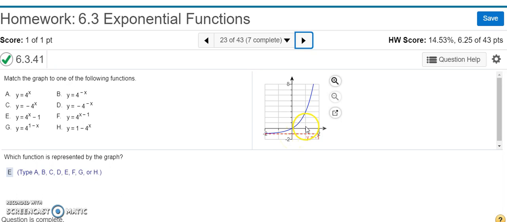Also, if you want to check another point, you can say, okay, when I plug in 1, I expect to get 3 as my next point. If you plug 1 into E, 4 to the first power is 4, minus 1 is indeed 3.